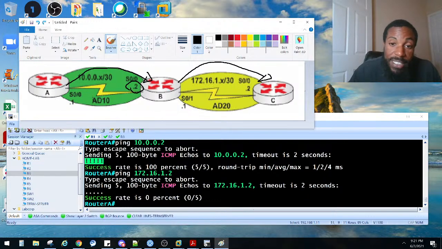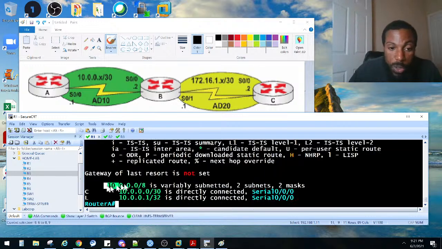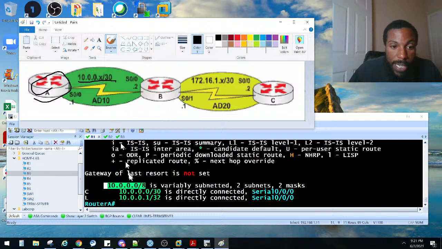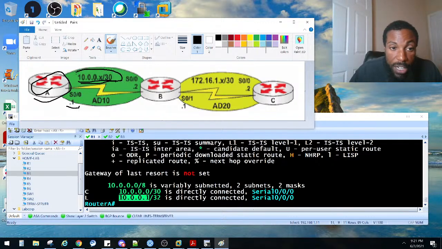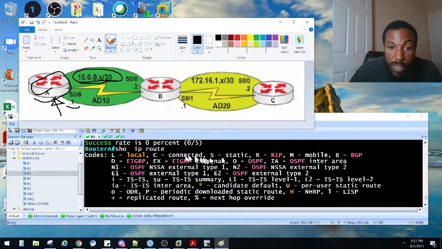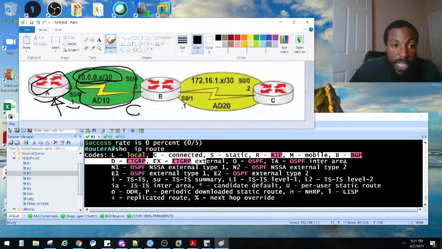Like I said, it doesn't work because they don't know about remote networks. They only know about the networks that are directly connected to them. We'll even pull up the routing table and I'll show you. Show IP route, that's how you look at the routing table. He only knows about the 10.0.0.0 network, a /30 subnet. This L means it's locally configured: 10.0.0.1 is an interface that is locally configured on this router. And the C obviously means connected. He's connected to this network right here.